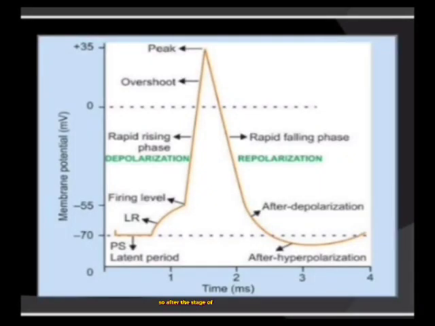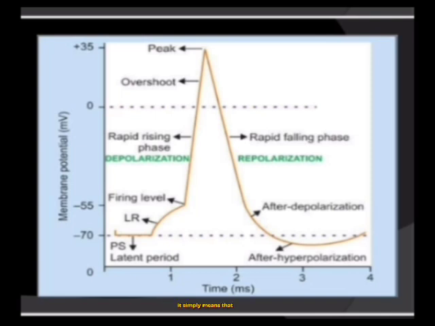So after the stage of the firing level, which is minus 70, minus 55 millivolts, the next stage is depolarization. During depolarization, the interior of the cell becomes positively charged, while the exterior of the cell becomes negatively charged. So there is electropositivity inside the cell and electronegativity outside the cell.